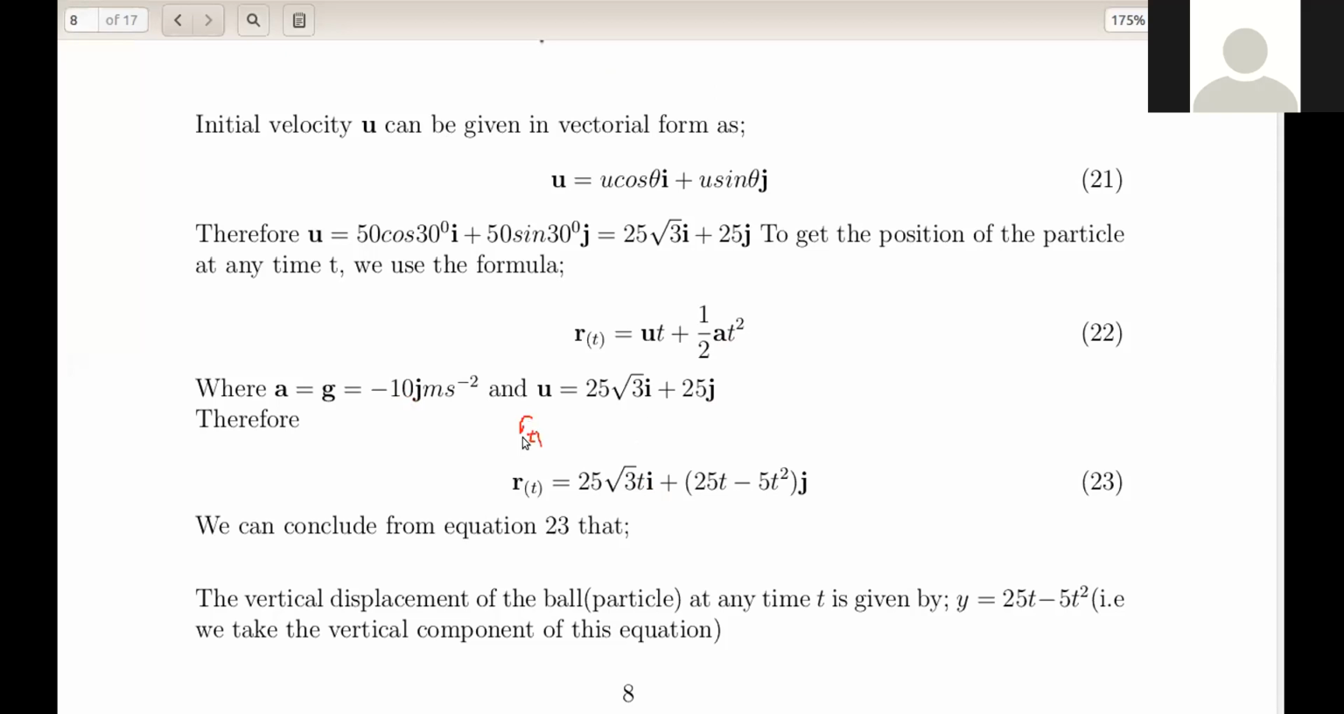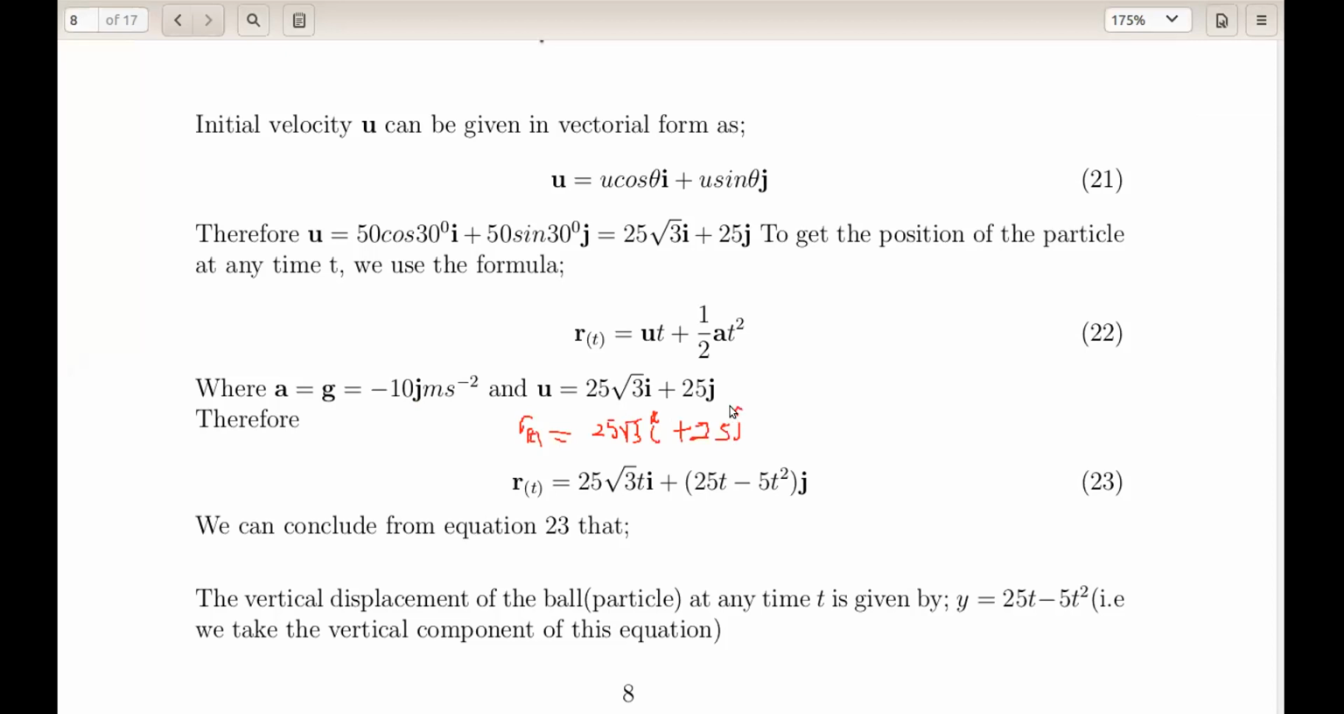So the position vector at any time t, our u was 25 root 3. That is, this is an I. Don't forget to put the sign for the vector. Then plus 25, this is a J. Now the whole of it into t. So this becomes a minus a half times 10, then t squared. But that 10 was accompanied by a J. So this is going to be a 5.